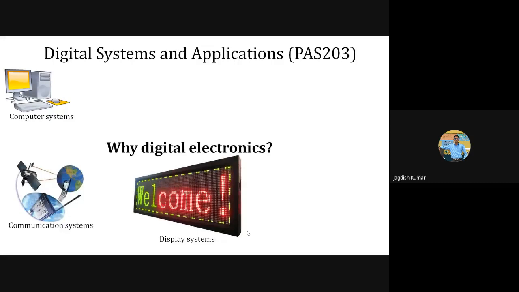Digital displays. This is one simple example of a digital display. I hope you can see the screen. Is everybody able to see the presentation which I am showing on screen? Yes, sir. Okay, good. Yes.